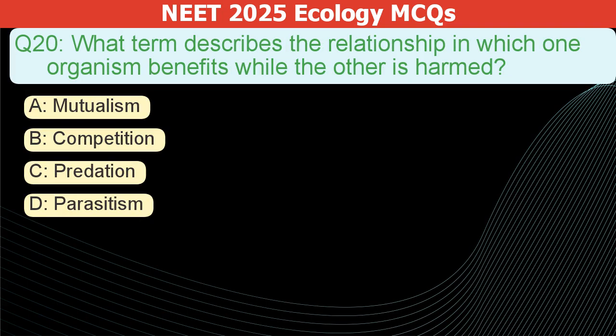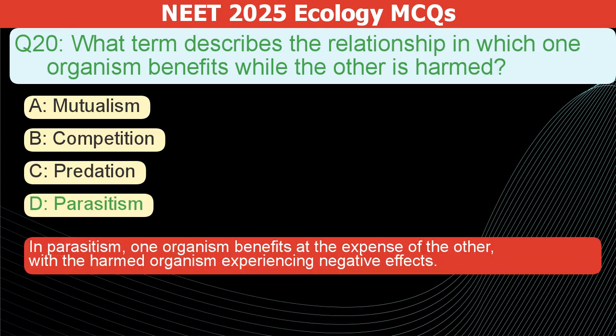What term describes the relationship where one organism benefits and the other is harmed? A. Mutualism. B. Competition. C. Predation. D. Parasitism. The correct answer is D. In parasitism, one organism benefits at the expense of the other, with the harmed organism experiencing negative effects.